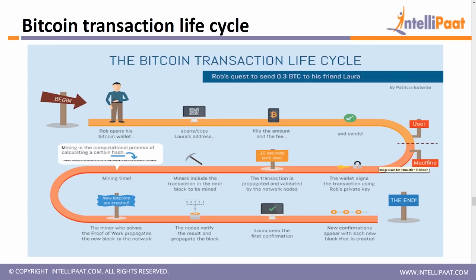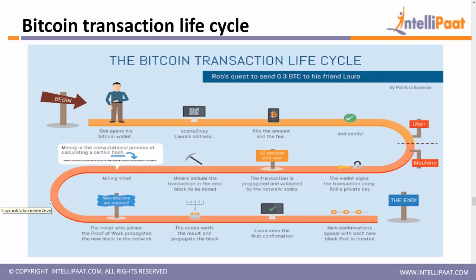Then it passes through users or machines, and the wallet signs the transaction using Bob's private key. This transaction, before being sent over the network, is signed using Bob's private key, and around 10 seconds have been spent until now. The transaction is propagated and validated by the network nodes. Miners or validators include the transaction in the next block to be mined. So this transaction is now part of a group of transactions of a new block that is being mined by the validator nodes. We all know that mining is the computational process of calculation of certain hashes and takes time.